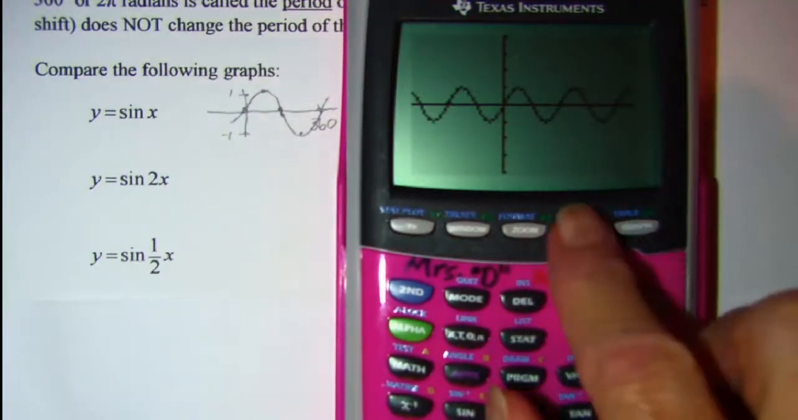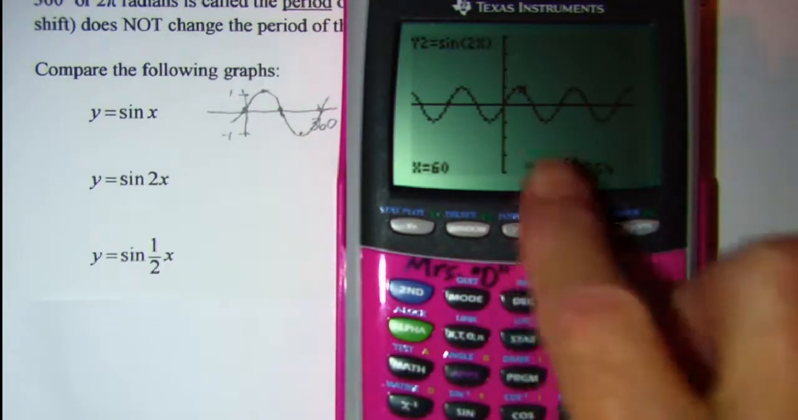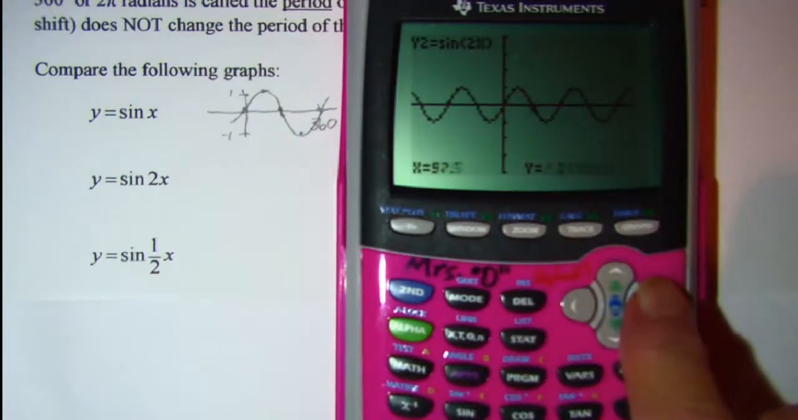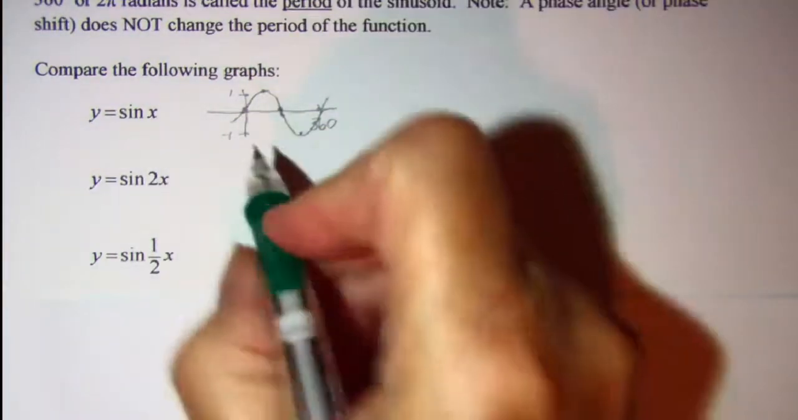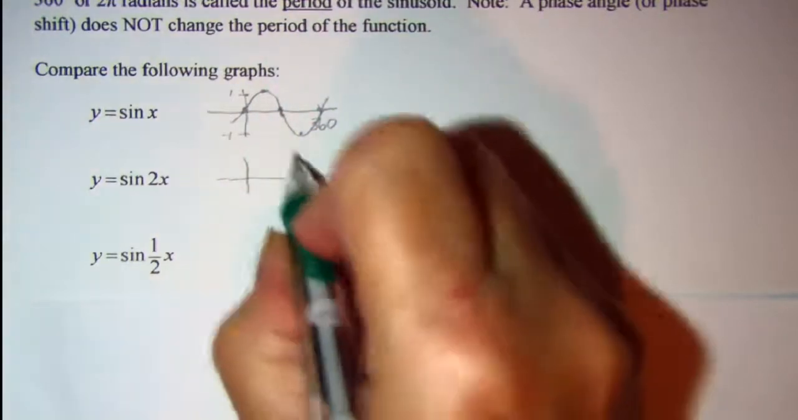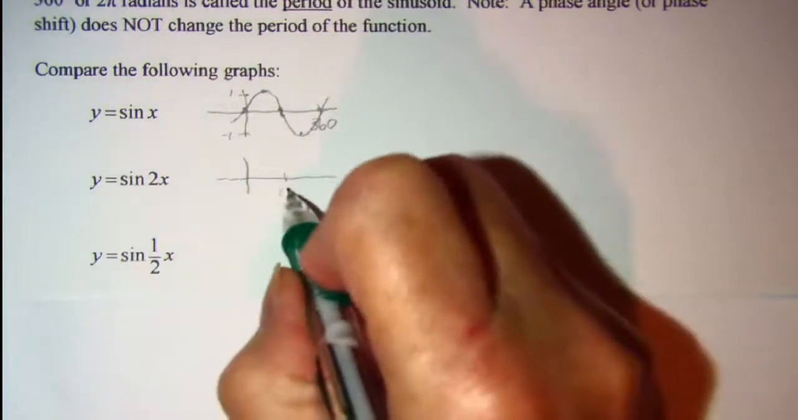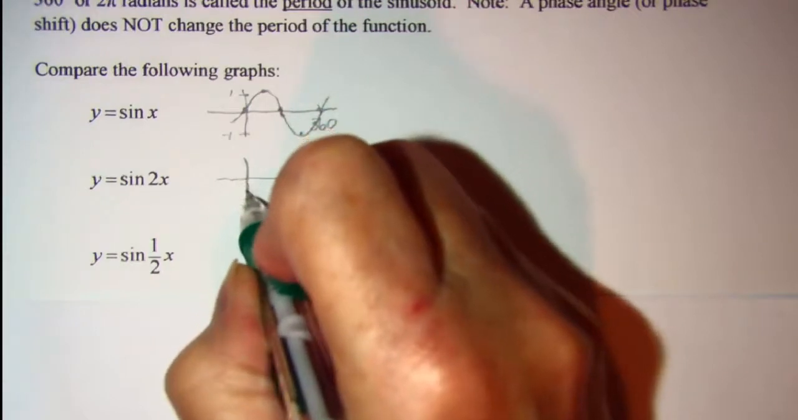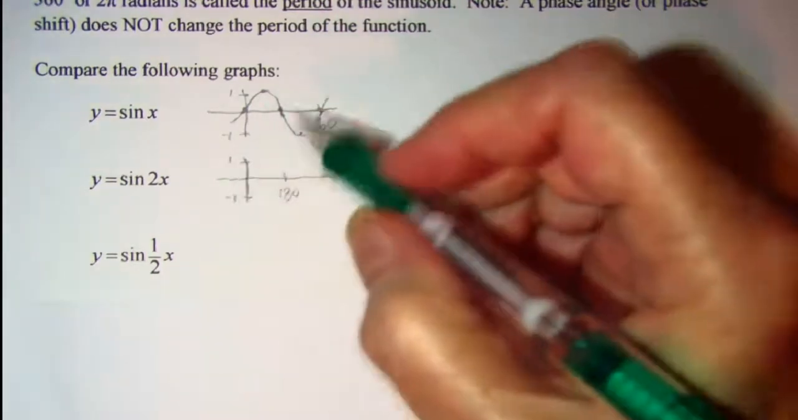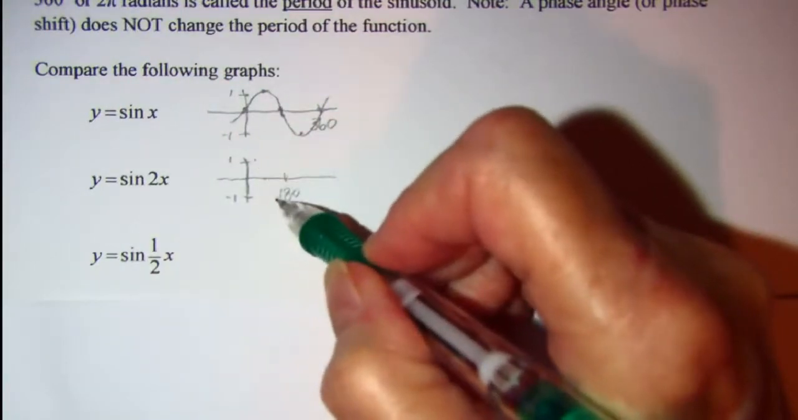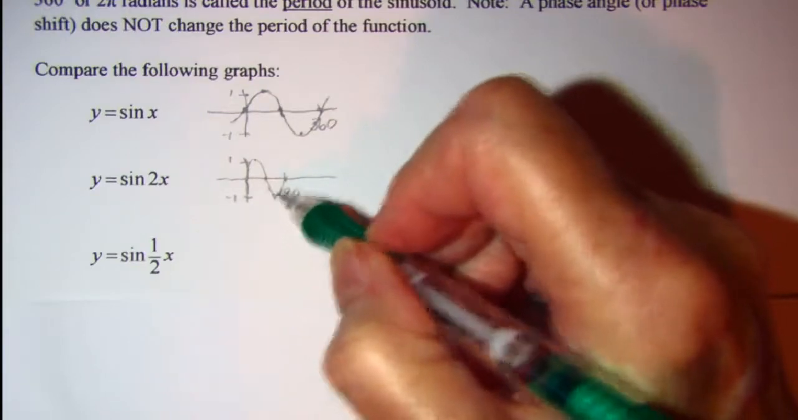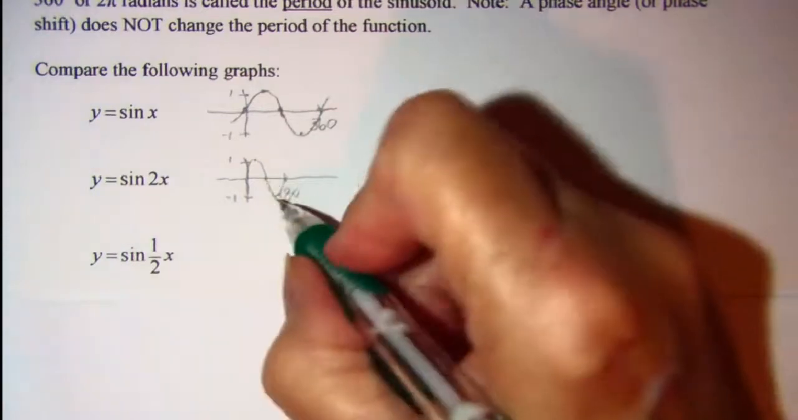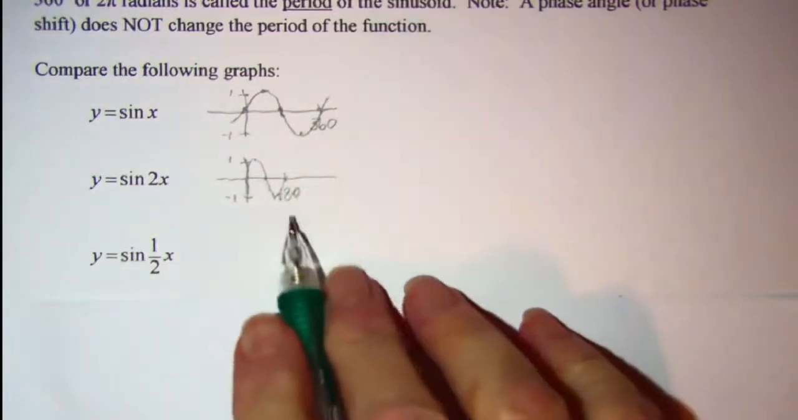So my trace, again we're starting at 0, and then going to the right, you can see that 180 degrees is my period for this one. So I'll try to line up my 180 here. Everything else is still the same. So this time I get one complete curve done in 180 degrees.